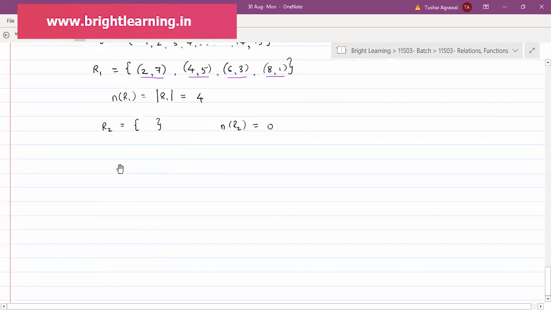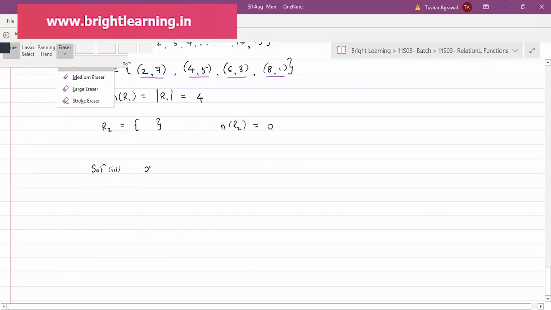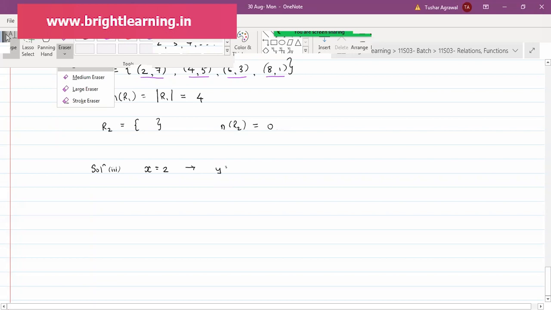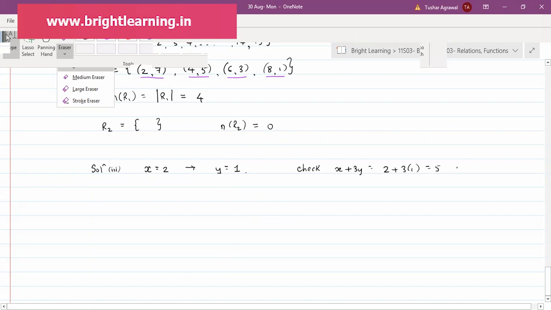Now if you go by the standard process, without thinking much, okay sir, let's solve one by one, that is the verification method, the trial and error method. Check for x equal to 2. Can I pair it up with y equal to 1? Y varies from 1 to 15. Let's check x plus 3y, that is 2 plus 3 into 1. The answer is 5, which is odd, so this is not our required answer. We are not interested in the odd value, so cut off. 2 comma 1 is not what we are interested in.